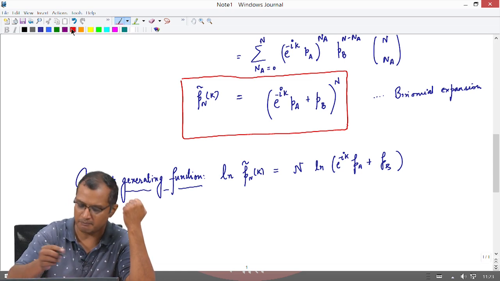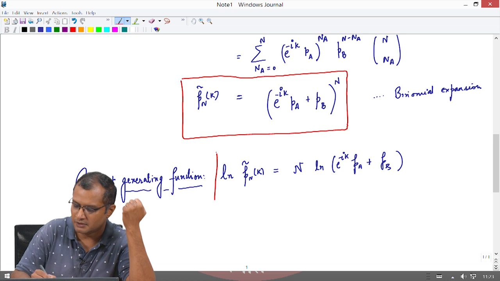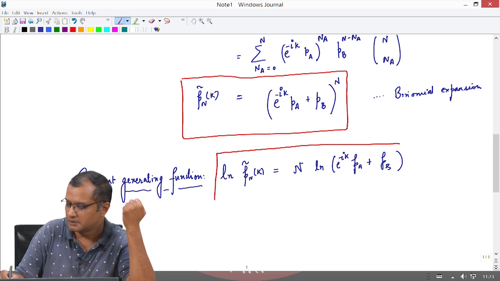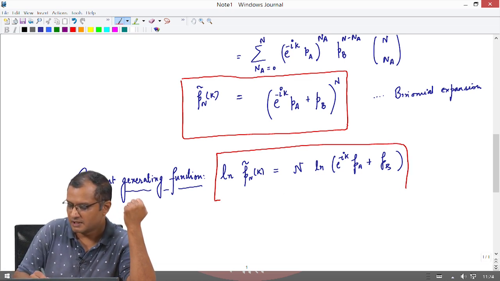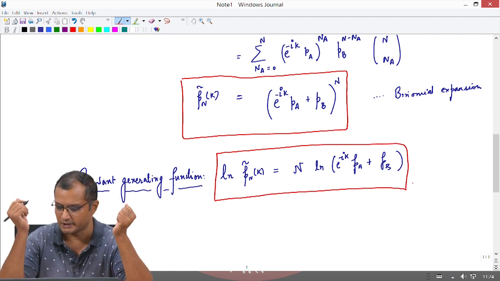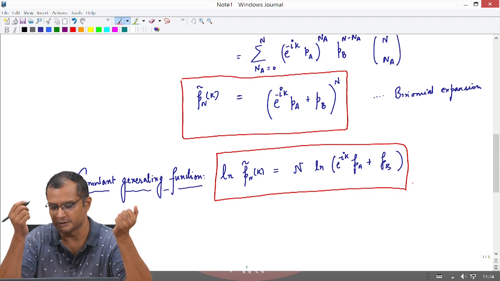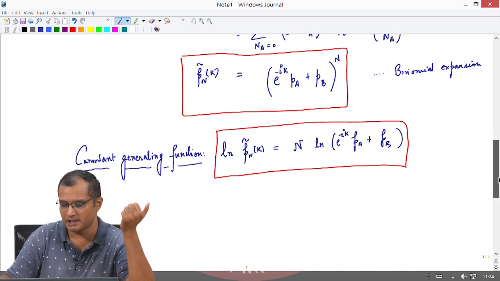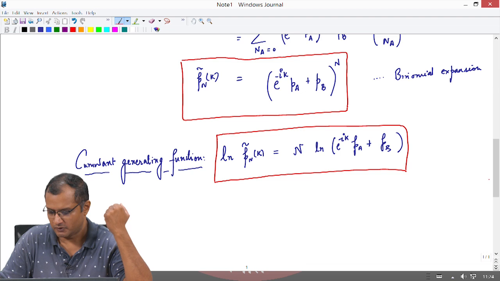Okay. So, now you have a very powerful handle to compute moments of the random variable. In fact, we can do a very interesting physics problem, which is the random walk problem. Okay. So, we will take up a random walk problem shortly and demonstrate the use of these powerful formulas.